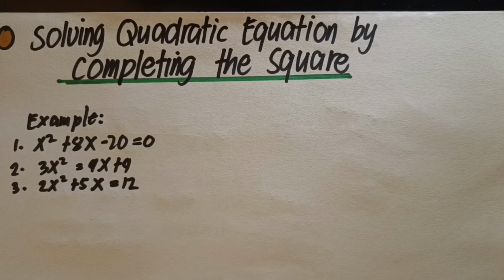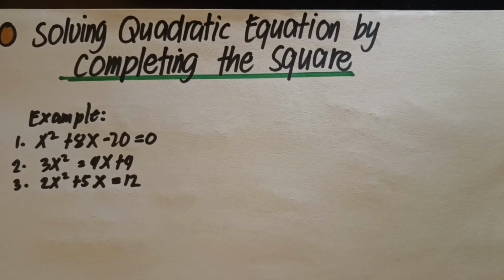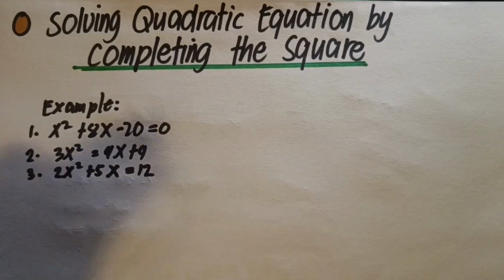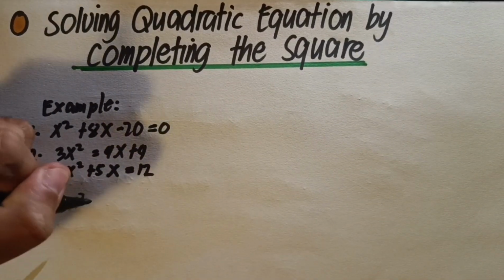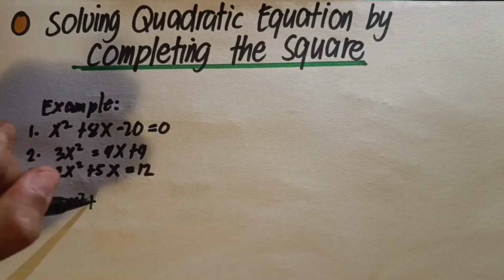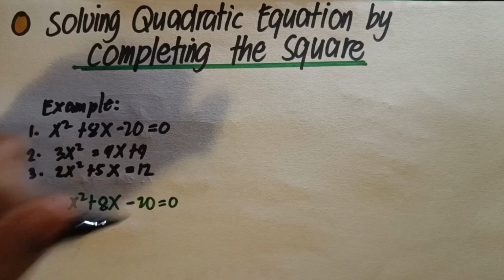Okay, for today's video, we're going to solve quadratic equations by completing the square. So we have here three examples, and then we are going to solve them one by one. For number one, we have x squared plus 8x minus 20 equals 0.